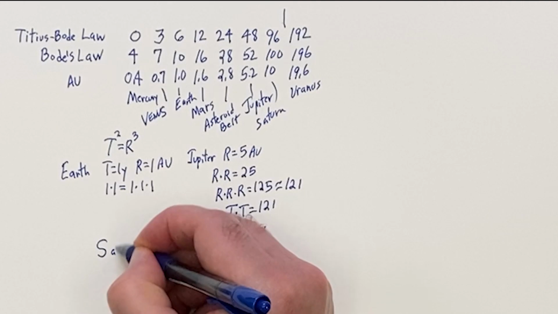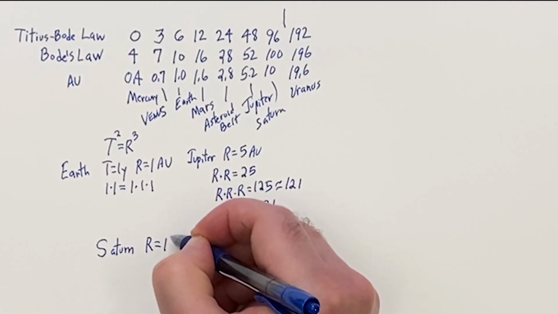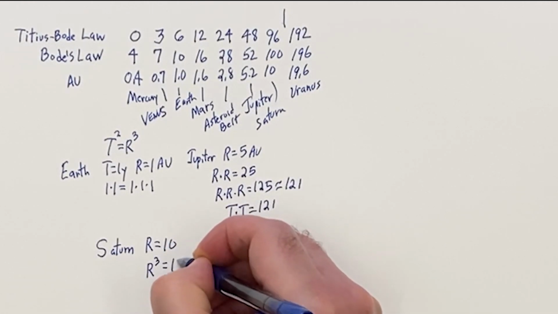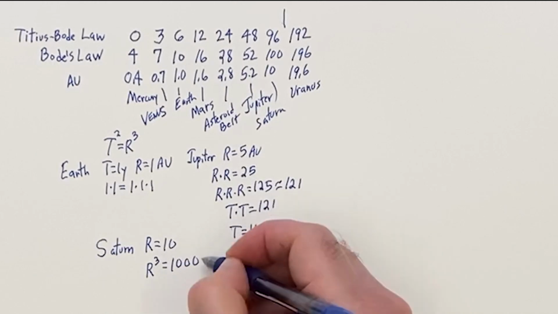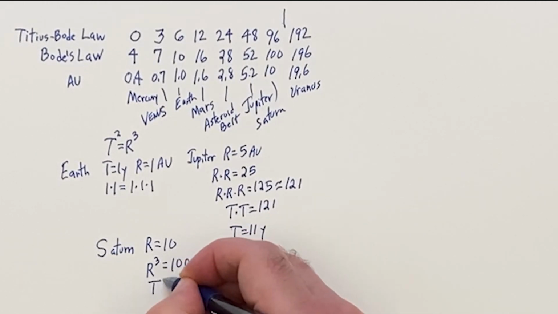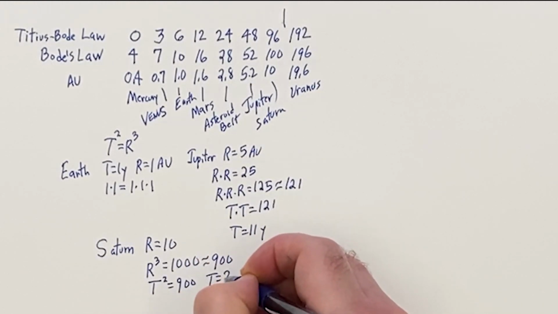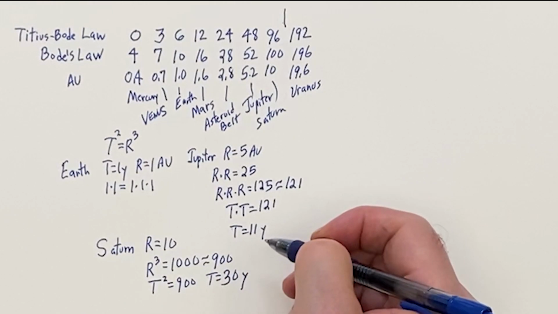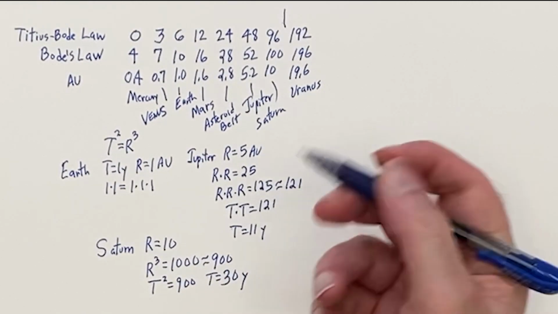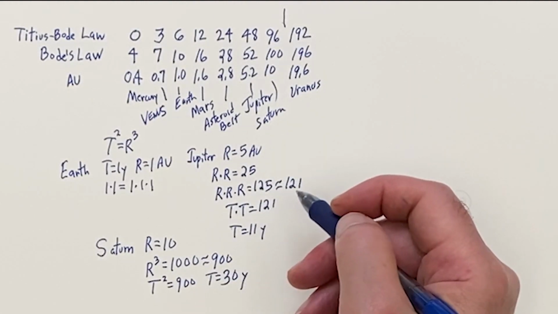And if we look at Saturn, where R we'll take to be 10, then R cubed is 1,000, which is roughly 900, and then T squared being 900, T would be 30 years. For Saturn it's something like 29 point something. It's close to 29, so it's very impressive to get these results.